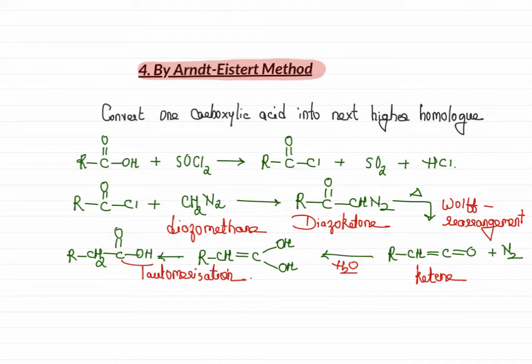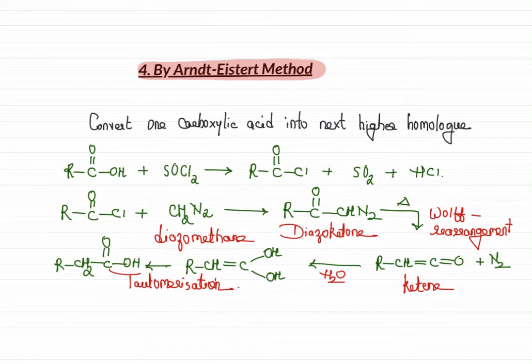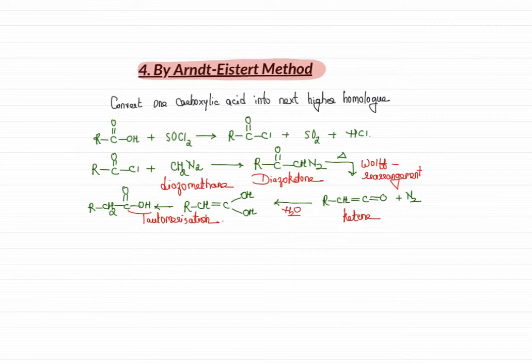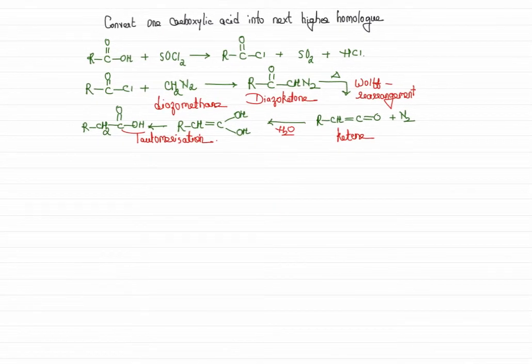All right. So this is the method, and if you closely observe, you started with RCOOH, and now you have a carboxylic acid with one CH2 more. So carboxylic acid gets converted into the higher homologue. Now I would also show you what mechanism this follows. So let me show you how this goes.